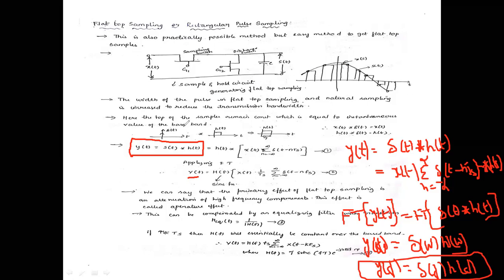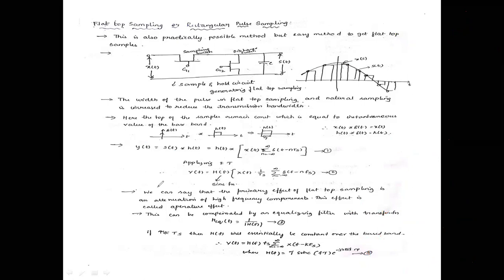By using the trigonometric Fourier series and applying the Fourier transformation, we already derived x delta of f equal to fs into the sum of n equal to minus infinity to infinity, delta of f minus n fs. This is a function we already know. So you can write it as x of f into fs, the sum of n equal to minus infinity to infinity, delta of f minus n fs, because these two are now a product.